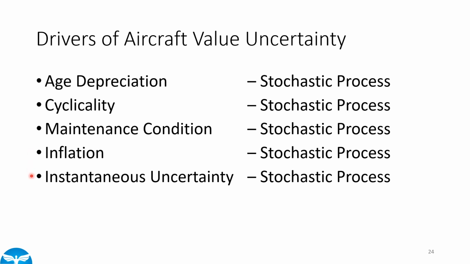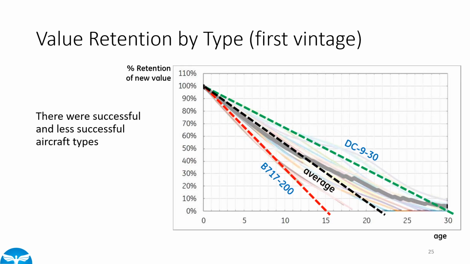And then you have something that I call instantaneous price uncertainty, and that is simply that even today with spot market prices, you can't exactly pinpoint what the value is. All these drivers of aircraft value uncertainty are stochastic processes, or can be modeled as stochastic processes. And let's look at each of these a little bit more in detail. So when you look at value retention, one thing that determines value retention is if the aircraft is a successful aircraft or an unsuccessful aircraft.